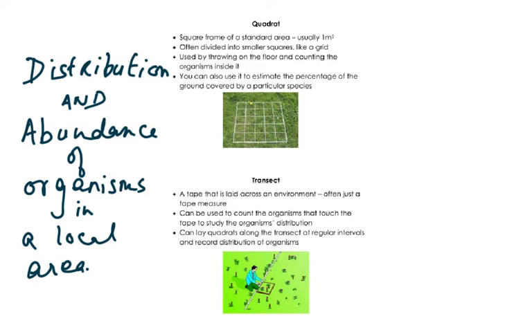Okay, so we've got yellow flowers, then we've got 3 yellow flowers, then we've got white flowers along this tape or this wire or this rope. And you can also lay quadrats along the transect at regular intervals. So there's a line transect and there's a belt transect. So you can lay quadrats along the transect at regular intervals, maybe 1 meter apart or half a meter. It's up to you how to decide that, and record the distribution of the organisms.